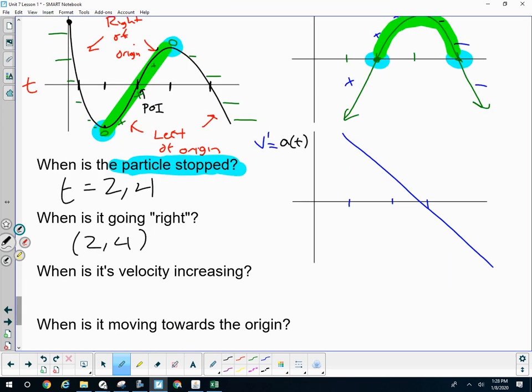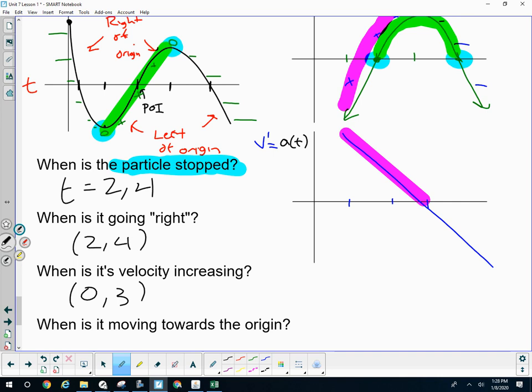When is my velocity increasing? You can either look at your graph of your velocity, see when it's going up, or velocity is increasing when its derivative is positive. When is v prime positive? That's going to be from 0 to 3.